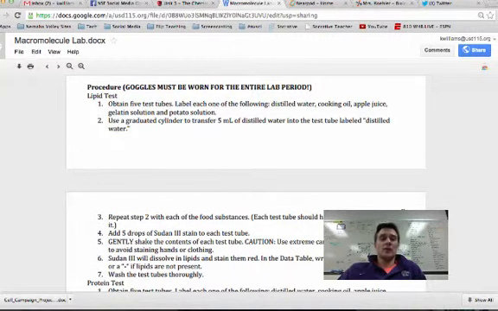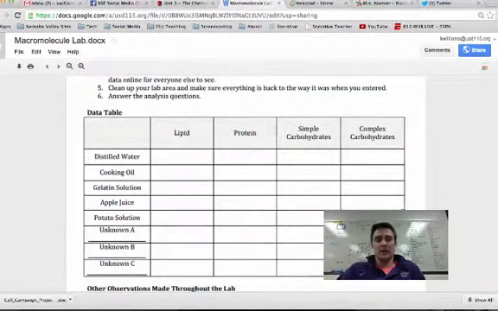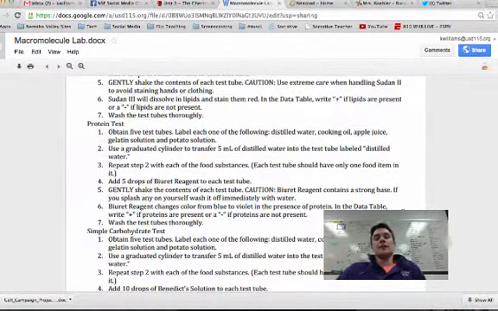Okay? So for the lipid test, you'll add 5 drops of Sudan III stain and you'll gently shake the contents inside of the test tube. If it turns red, then lipids are present, and you record that information in the data table that's in that packet. A plus means yes, it's present. A minus means no, it's not. Take those test tubes, get those cleaned out as well as possible. Okay? Clean as can be.